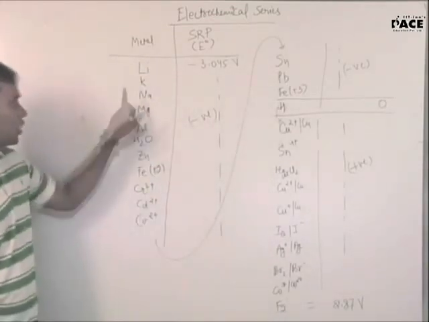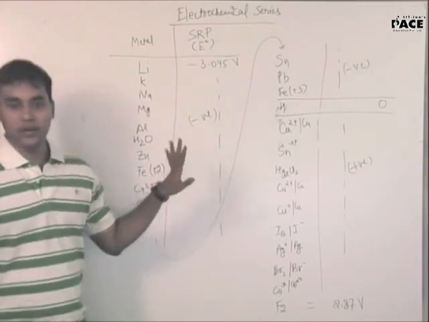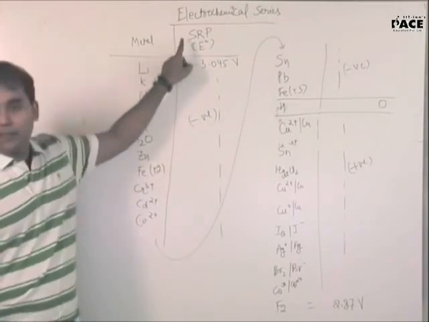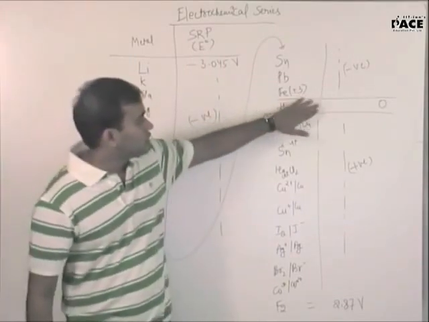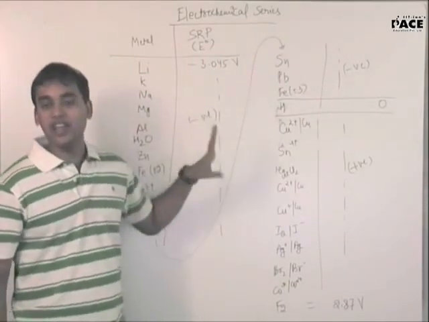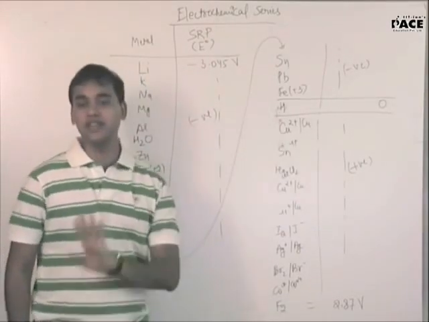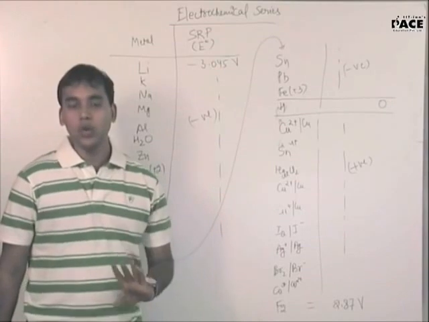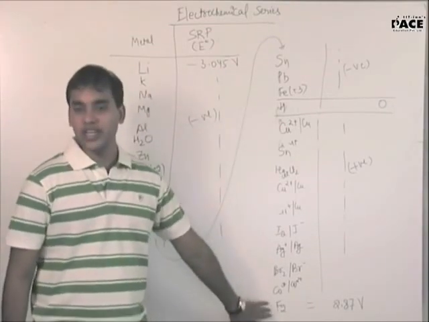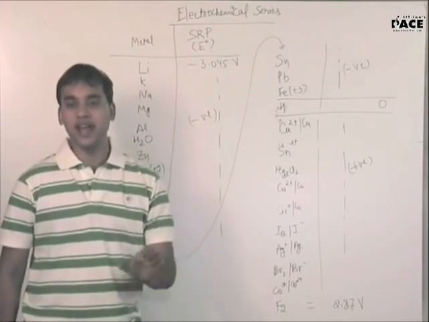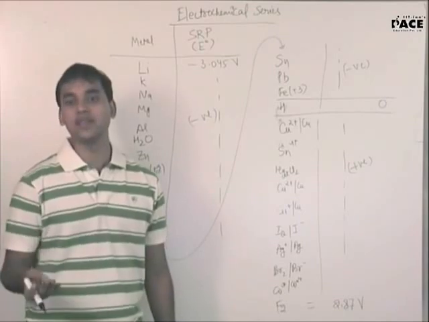You don't have to remember these values. I will just explain the main meaning of this whole thing. If you can see, I have plotted SRP. These are the reduction potentials. All the things above hydrogen have negative SRPs, and below hydrogen have positive SRPs. What does a positive SRP mean? For example, fluorine has the highest standard reduction potential, the highest potential to oxidize someone.